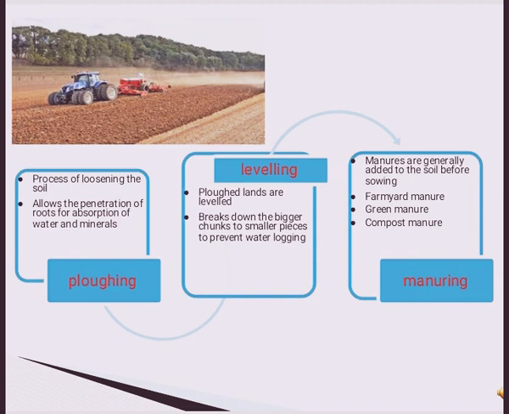After plowing and leveling, manuring is done. Manures are usually added to the soil before sowing. Different types of manures are used. For example, farmyard manure, green manure, and compost manure. Farmyard manure consists of animal dung, straw, leaves, etc. The green manure consists of agricultural wastage, commonly from leguminous plants. Compost manures are made up of cattle shed wastes and dry leaves.